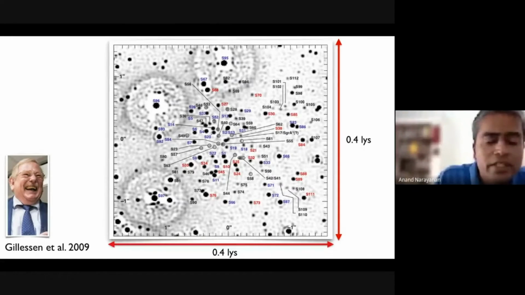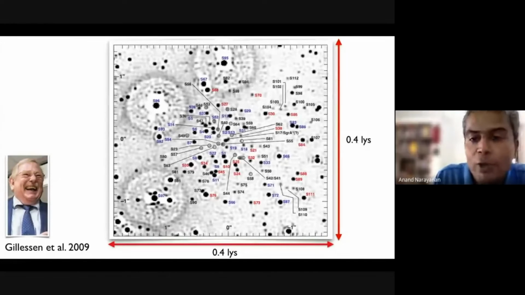So this is an image that is 0.4 light years by 0.4 light years across. This image was taken by the VLT telescope by the European team headed by Reinhard Genzel. So what you're looking at, every black object that you're looking at here is a star that is very close to the center of our galaxy.